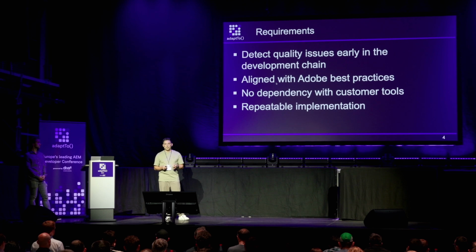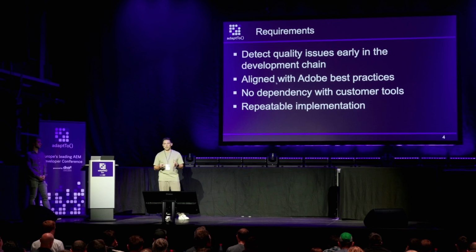So what are the requirements for the changes to this process? The most important thing is that we want to detect quality issues as soon as possible in the development chain. What we also want to do is keep aligned with Adobe's best practices, of course. And we want to avoid that issues are being merged into the stable branches. So for example, if you're doing local development, we want failing tests there as early as possible. If you are hitting SonarQube issues or whatever, we want to shift that as far as possible to the left.